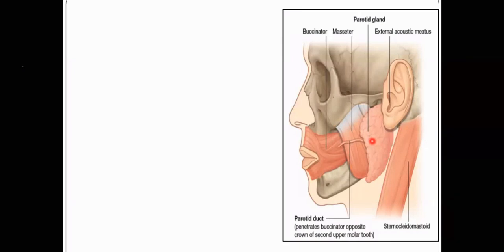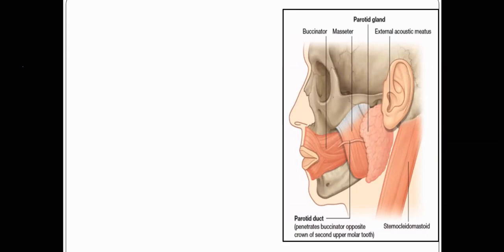Now here you can see this is the parotid gland, positioned in front of the ear and on the lateral side of the masseter muscle. From the anterior margin of this parotid gland, the parotid duct appears, which carries the secretion of the parotid gland, mostly watery secretion. It reaches the vestibule of the mouth by piercing the buccinator muscle. This is buccinator, this is masseter.